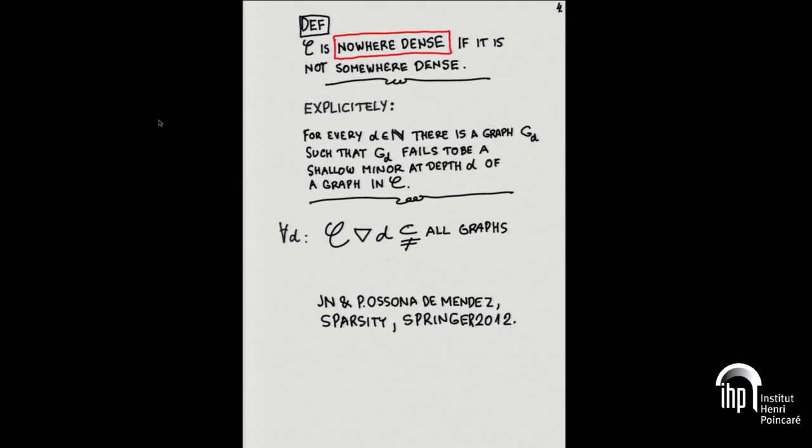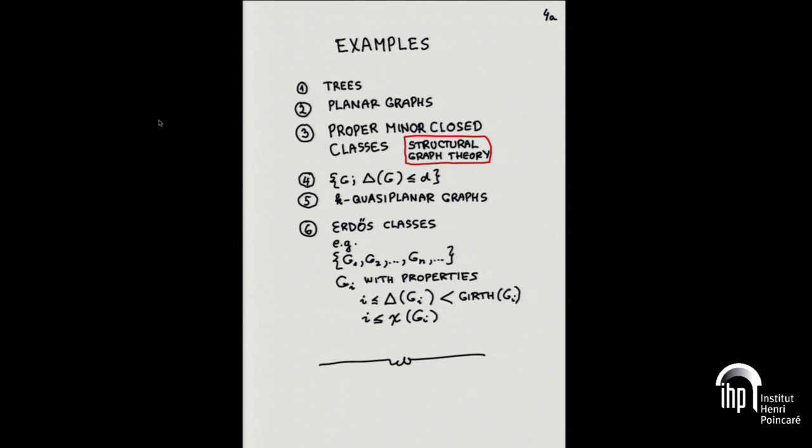So what are the examples? Simple ones, for example trees and planar graphs. More generally, if you take any class of graphs which is closed under minors, and you don't restrict the radius of the shallow minor, you have the notion of a minor. Then this is an example, and an important one, and in a certain sense one of the motivations at the beginning, because this is a whole very successful area, both from the structural and the algorithmic point of view, the so-called structural graph theory, developed by Robertson, Seymour, Thomas, and others.